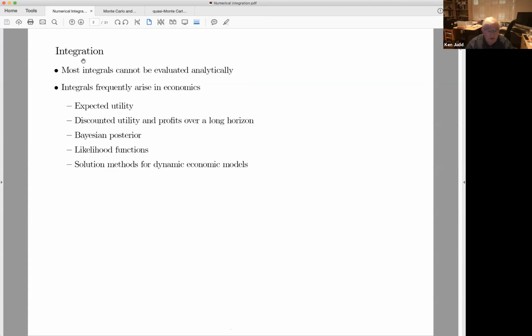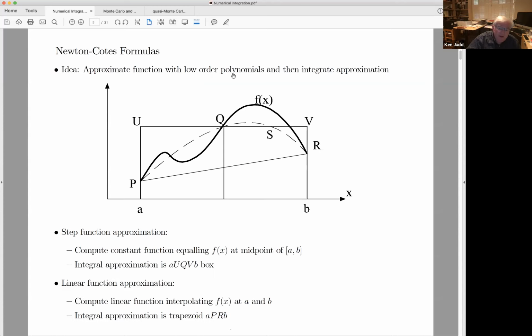Now most integrals cannot be evaluated analytically. Yeah, the integral of x is x squared over two, that's nice. The integral of sine x is cosine and things like that. And the integral of e to the x is e to the x, very nice, wonderful. But that's rare. So you normally have to proceed numerically to compute integrals.